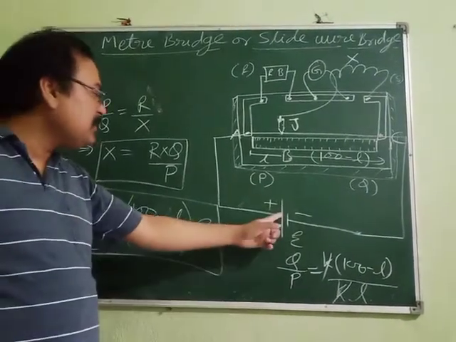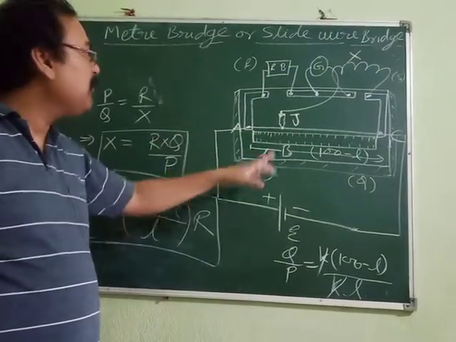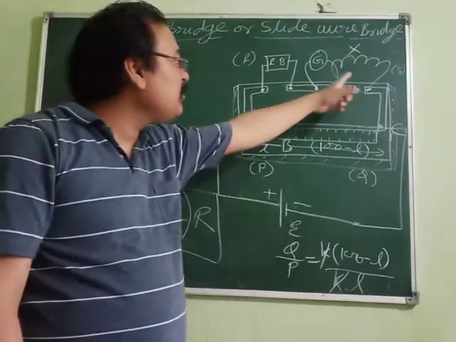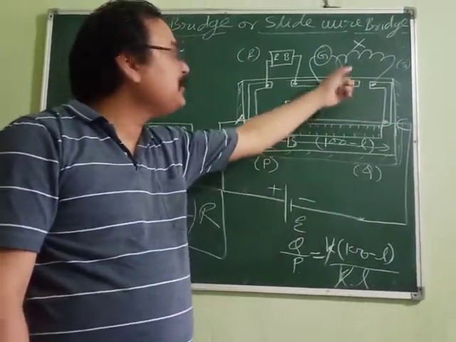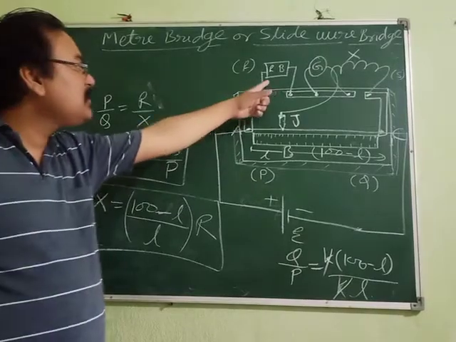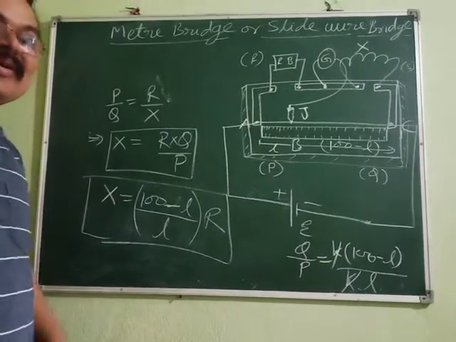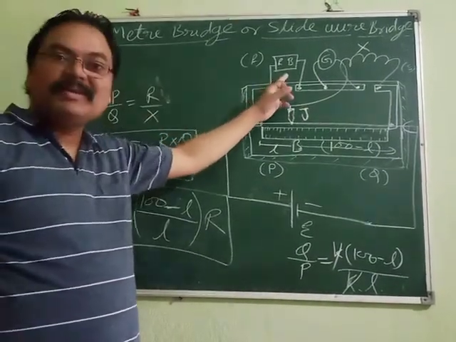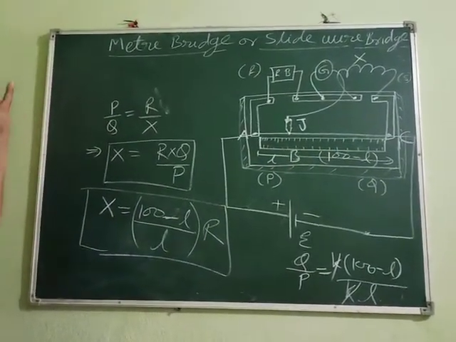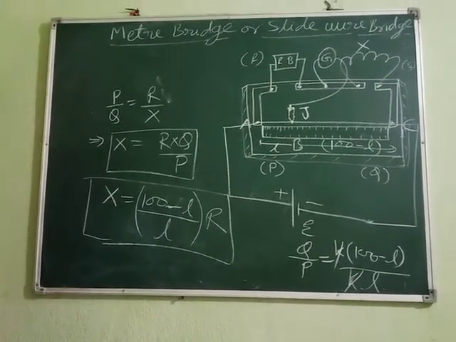Remember, the balancing length has to be found out from that end, from where the positive terminal is connected. And on the same side, you have to connect this resistance box also. The unknown resistance has to be connected on the other side, at which the negative terminal is connected. Take care of this. And this resistance must be greater than the resistance of the wire, because sensitivity is more when the series resistance is more than the parallel resistance. Remember that. So this formula we can use to find the resistance of a wire whose resistance is unknown.